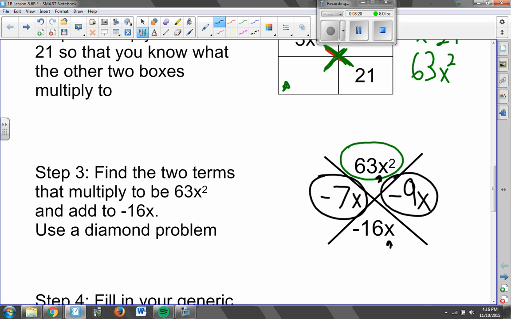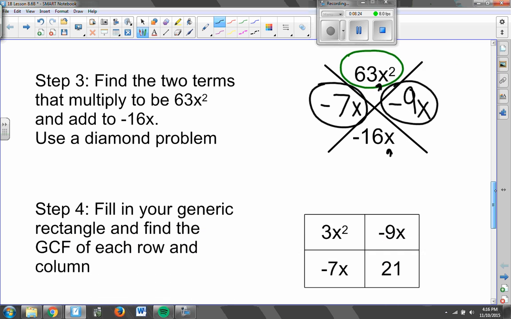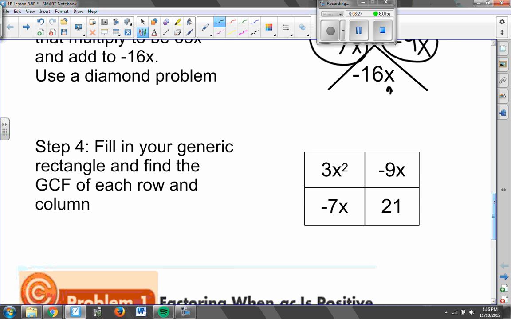Okay, so we use our diamond problem to find those two missing boxes. Then we put those two missing boxes back in. 3x squared, 21, and now I have filled in negative 7x there and negative 9x there. And my last step, which is very, very important, is find the greatest common factor of each row and column.